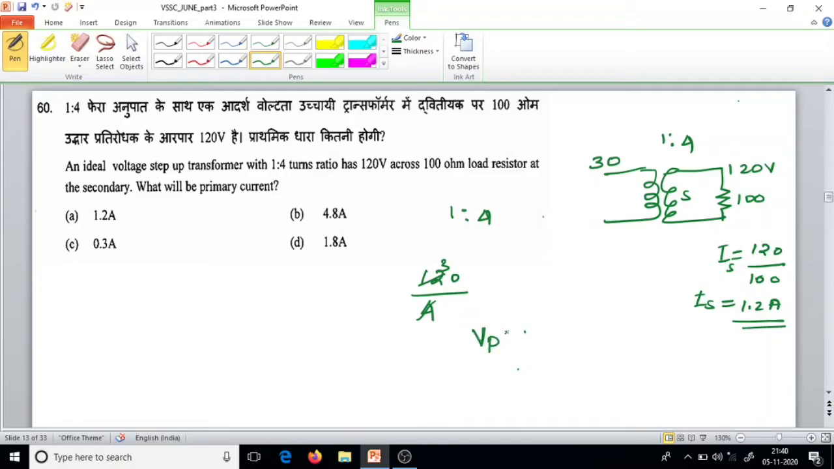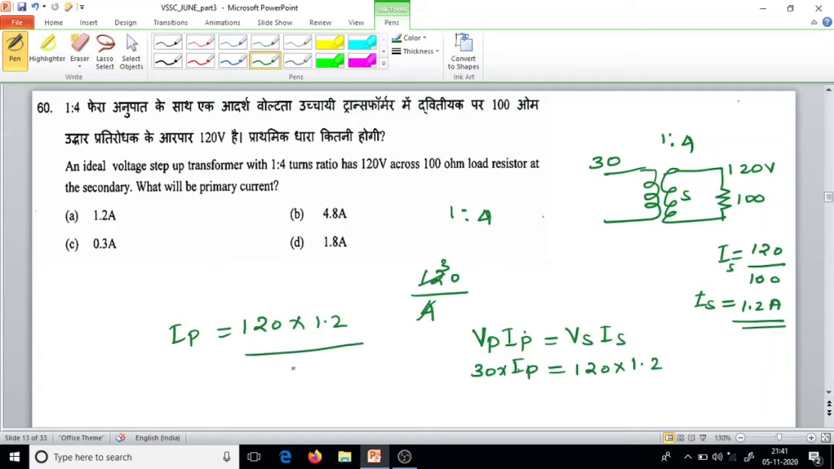V primary multiplied by I primary equals V secondary multiplied by I secondary. What is V primary? V primary is 30 multiplied by primary current, which we have to find. What is V secondary? V secondary is 120 volt. What is the secondary current? 1.2 amps. So what is I primary current? 120 multiplied by 1.2 divided by 30.